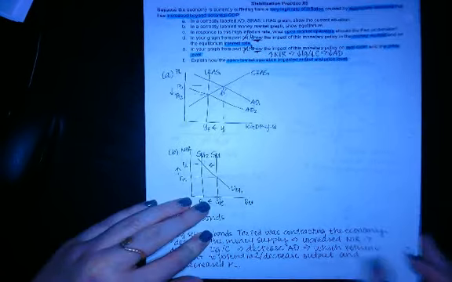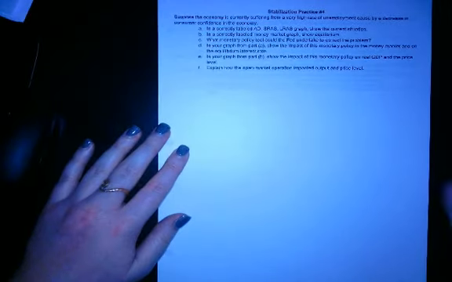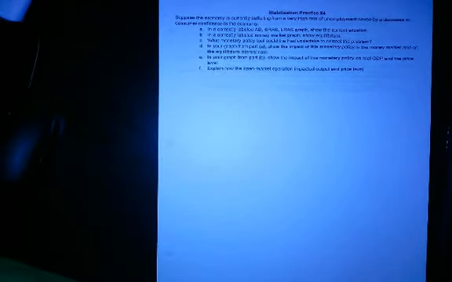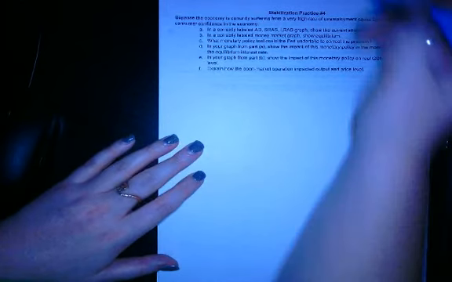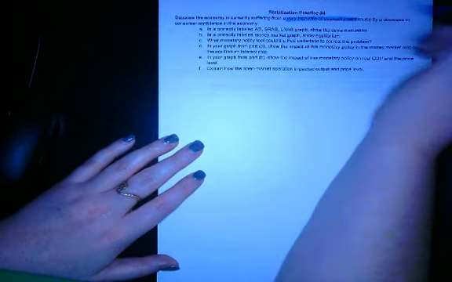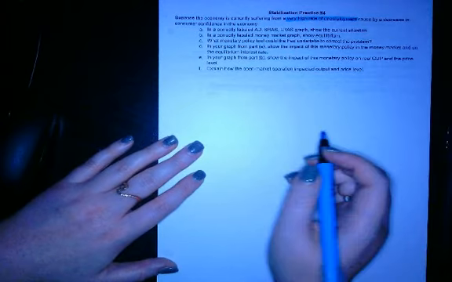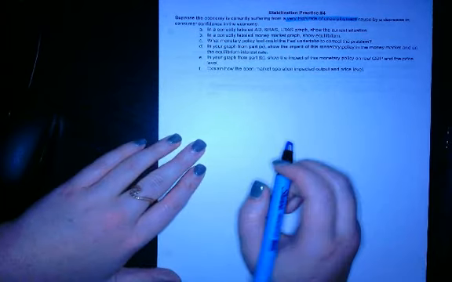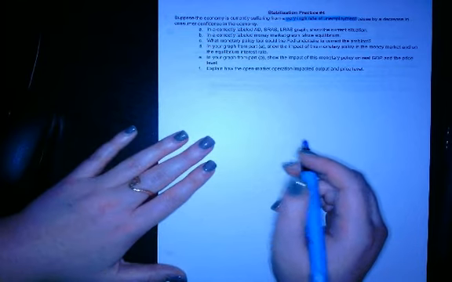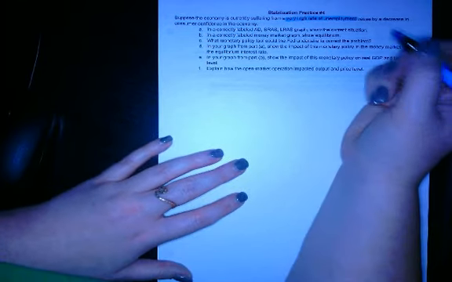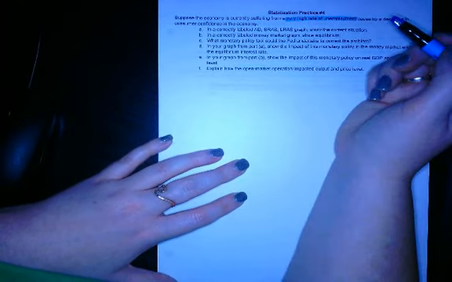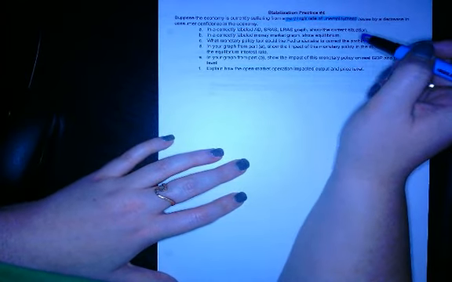Move on to number 4. So if you want to go ahead and pause and complete number 4 and then come back. We want to read through our entire FRQ question first before we get started. Suppose the economy is currently suffering from a very high rate of unemployment caused by a decrease in consumer confidence in the economy. A correctly labeled AD-AS, LRAS graph shows the current situation. Correctly labeled money market graphs show equilibrium. What monetary policy tool could the Fed undertake to correct the problem?